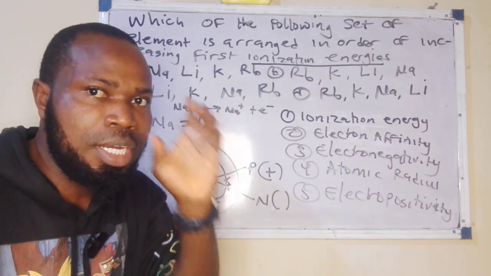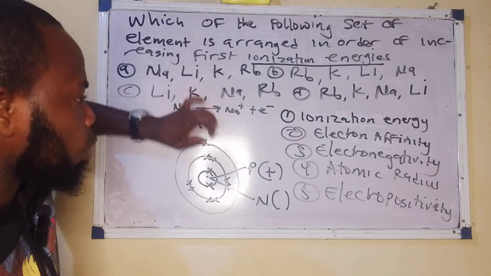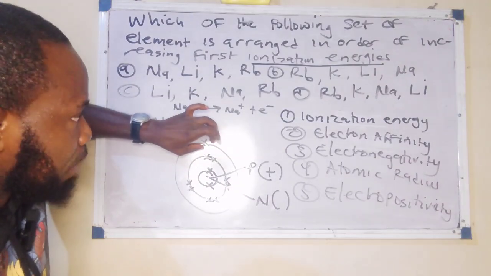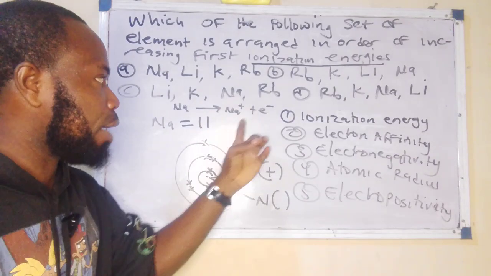So you have now known the meaning of ionization energy. That is the energy needed to remove an electron from the outermost shell of an atom or of an element. Now, when the electron is being lost, what will happen? It will form an ion basically.